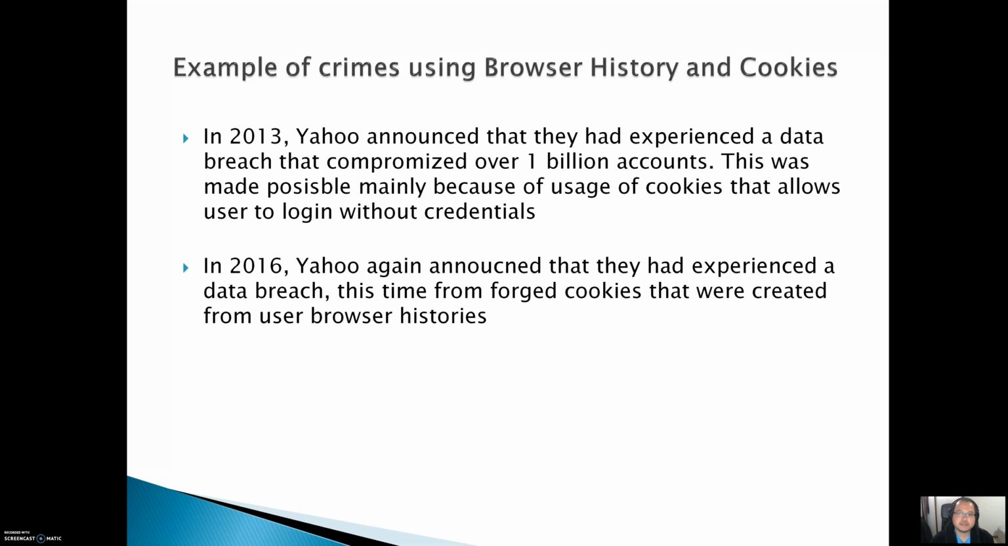Some of the crimes using browser histories and cookies. In 2013, Yahoo announced that they had experienced a data breach that compromised over 1 billion accounts. This was possible because of the usage of cookies that can let a user log in without any credentials. Obviously, this is bad. And in 2016, Yahoo had a second data breach. These were from forged cookies that were created from user browser history.